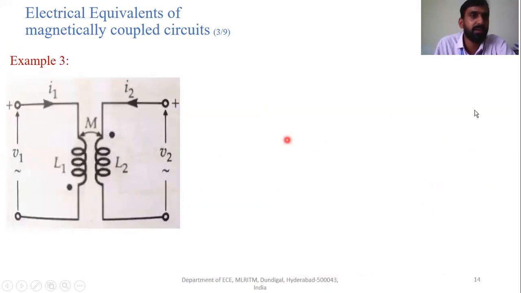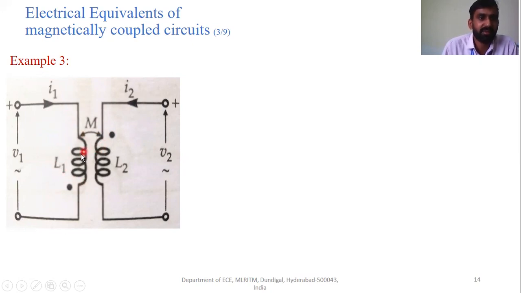So in this example, you can see the current is leaving the dot in the left hand side. In the left hand side coil, the current is leaving through the dot. In the right hand side coil, the current is entering through the dot. So again here, it is just the vice versa of the second example, right?